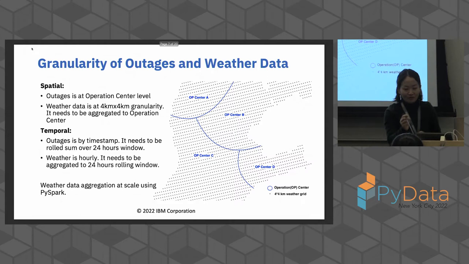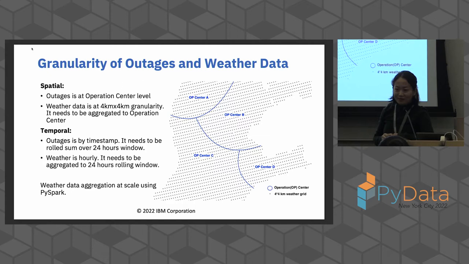The goal here is to use weather data to predict weather-related outages. We have two data sets, outage and weather data. Outage is relatively easy to aggregate because outage is available at the operation center level. This is a fake number, but the operation center should be a polygon that covers a city or an area that the utility company is operating in. Outage data is available at the operation center level, based on the timestamp. In order to merge it with the weather data, we want to aggregate outage data and weather data to the operation center level and also to a 24-hour window level. We will explain that more in the next slide.